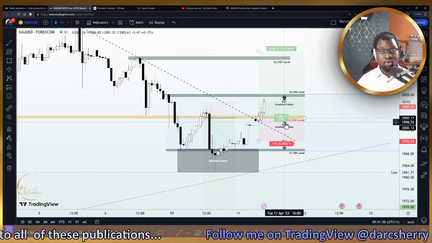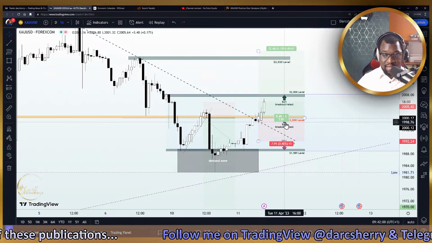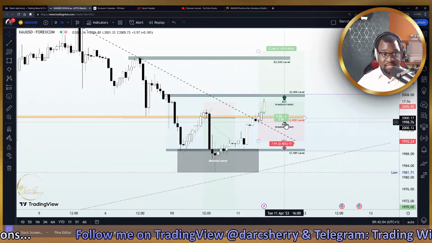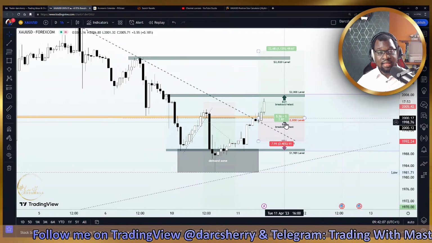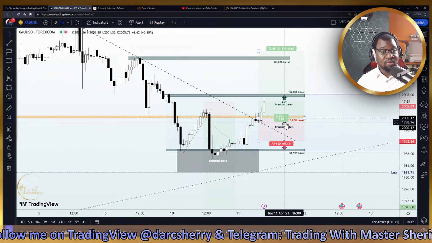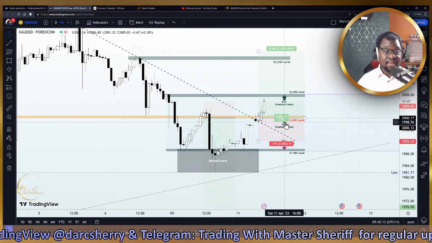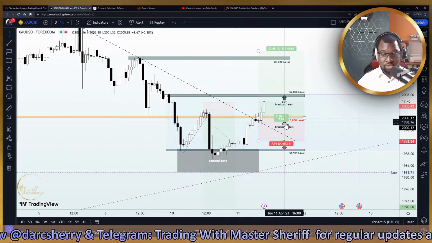So in as much as we are looking out for buying opportunities in this market today, we cannot ignore the potentials of the sellers in this market. As you can see here, in the last 1 week, price action has been bearish, and connecting the series of lower highs here, we have been witnessing a bearish momentum so far.